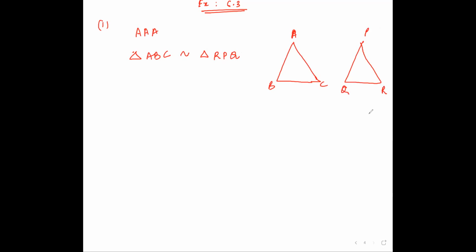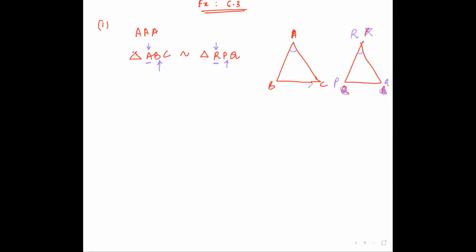Getting the point? Because if I'm writing like this, it means that angle A is equal to angle R. The one which is written at the first place is equal to the one which is written at the first place. So I cannot put P here, it's wrong. I have to use R here, because then angle A is equal to angle R, corresponding. Then angle B is equal to angle P. So where I have B, I'll use P here. And the third one, obviously, Q here and C here. So this is important.